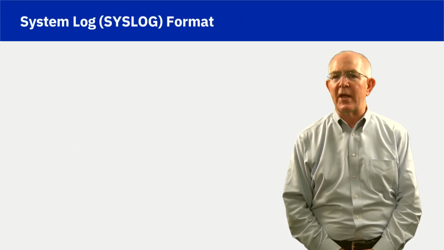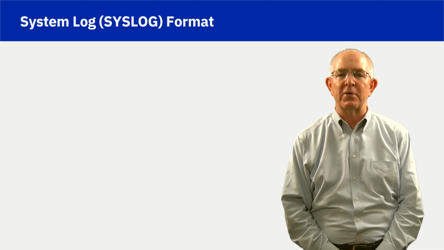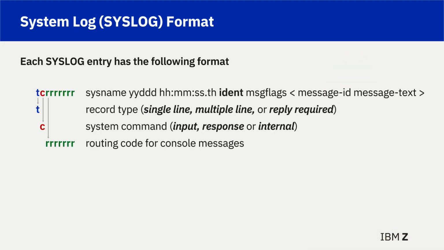The system log data records are written with a predictable format. A character in column 1 indicates the record type, such as a single line record, a multiple line record, or if a reply is required for the message written. If a character is written in column 2, then a system command was involved with writing the record, such as command input, command response, or if the command was an internally generated command.